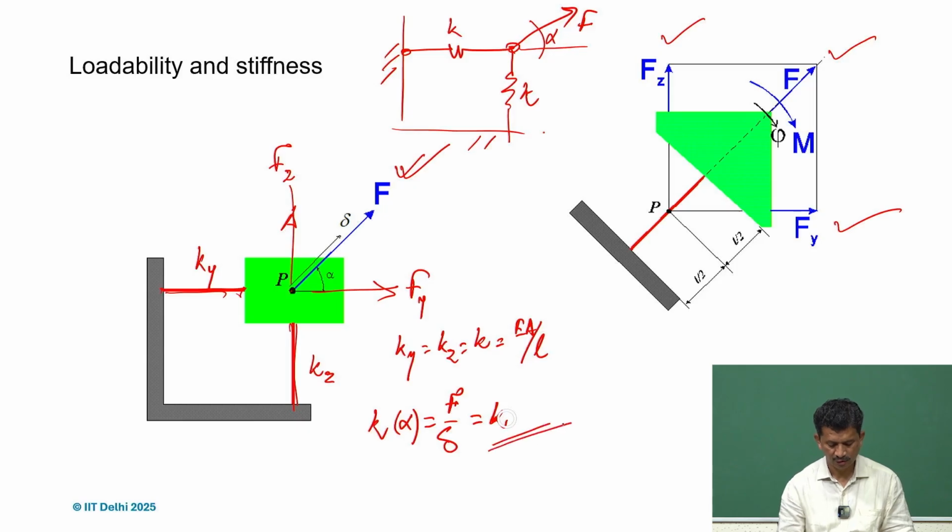So just be aware of that. It's independent of the direction of F. No matter how we apply it, whether in the y direction, z direction or any inclined direction, the stiffness experienced by the force is always K. So it's a very good example of the same radial stiffness, just by putting two orthogonal stiffnesses, and we can feel the same stiffness in any direction.